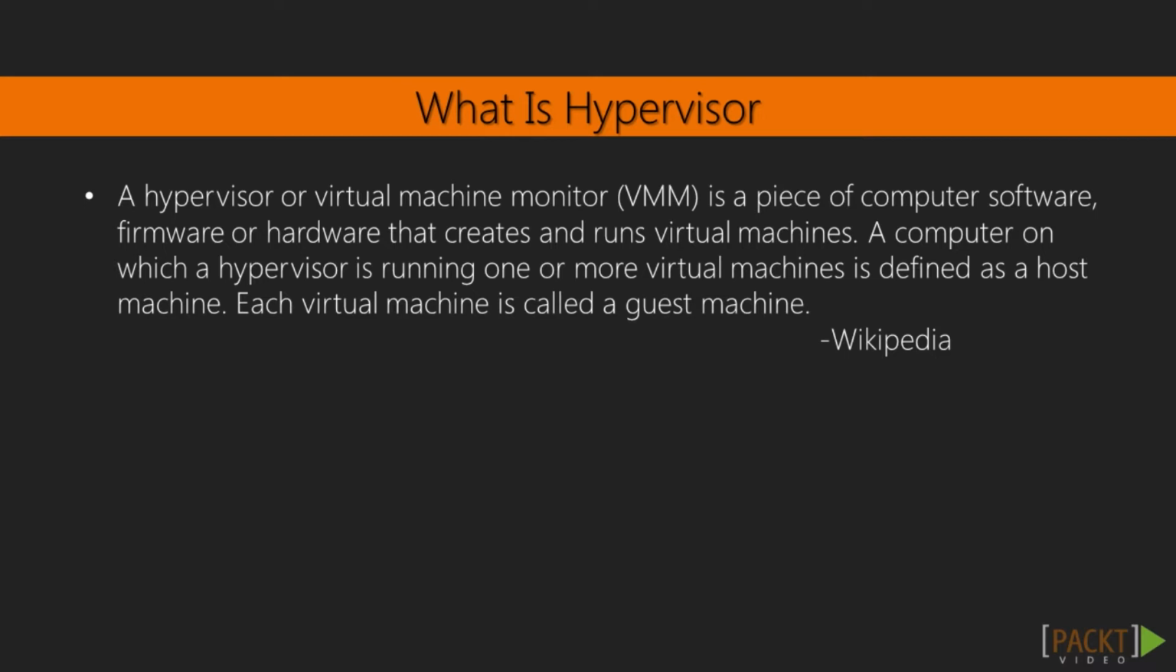Wikipedia actually has a good definition of what a hypervisor is. A hypervisor, also known as a virtual machine monitor, is a piece of computer software, firmware, or hardware that creates and runs virtual machines. A computer on which a hypervisor is running one or more virtual machines is defined as the host machine. Each virtual machine is also called a guest machine. And as you may have correctly guessed, Hyper-V is a hypervisor.